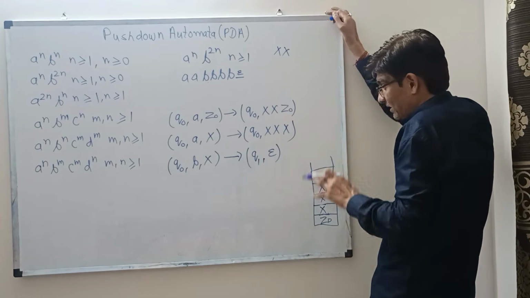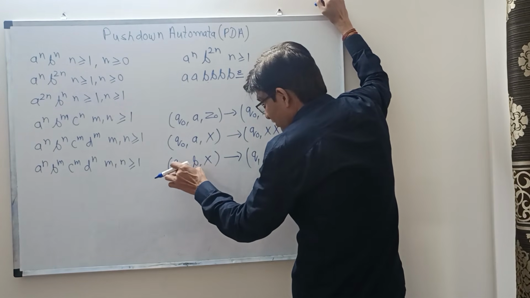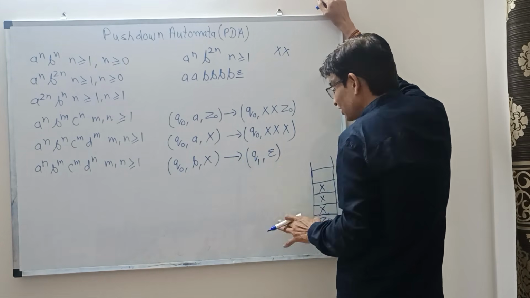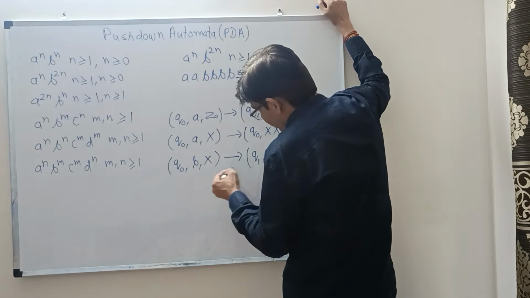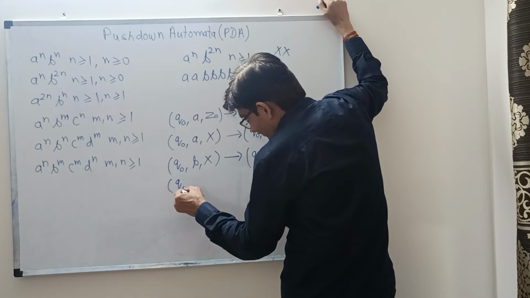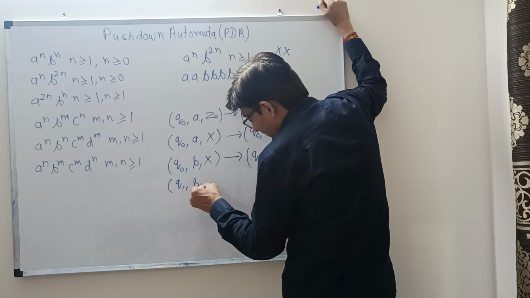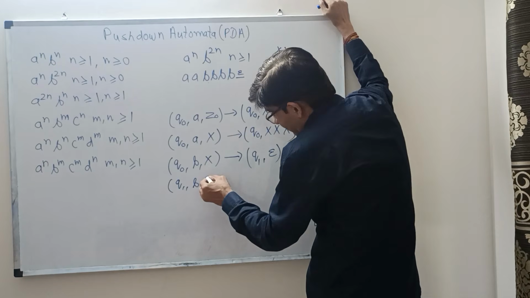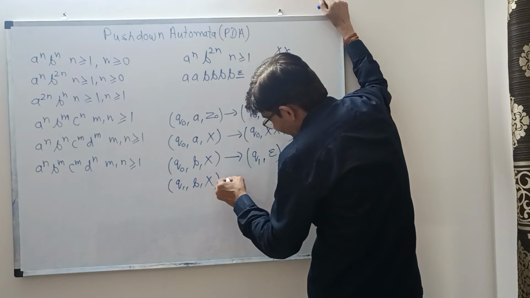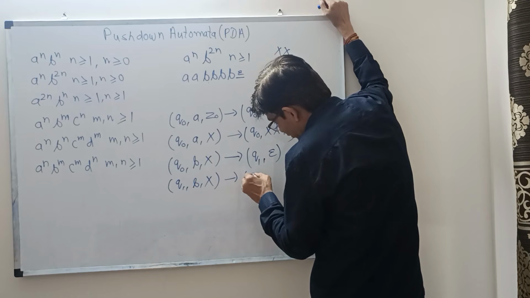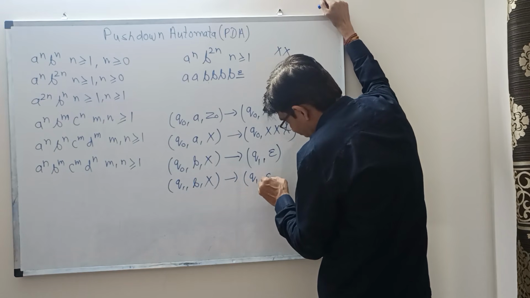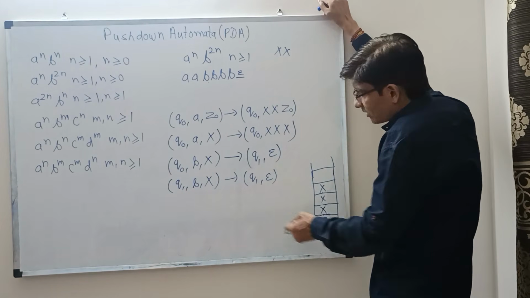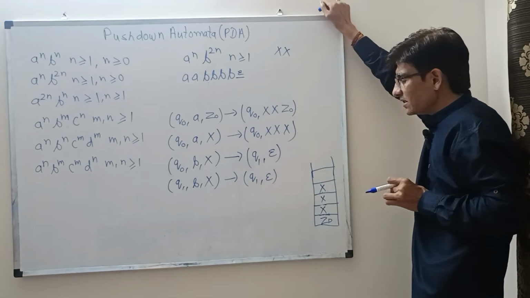When you read the first B, you are in Q0. And after reading the first B, as you have changed your state to Q1, the next B you will read in Q1. So you are in Q1 now. You will read the second B, and at that time also x must be the stack top for a valid string. So again, you will stay in Q1 and pop one element from the stack. So now any number of B's you can read with this particular transition.